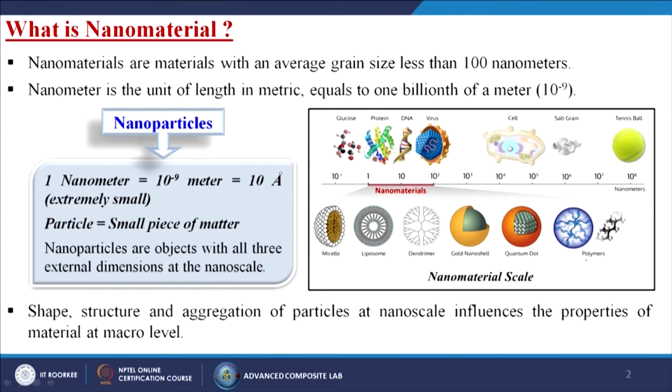This is generally the nanomaterial scale, but when you talk about 10 to the power 8 nanometers, it is generally the size of a tennis ball. So, within this range, more or less 1 to 100 nanometers, our whole range of nanomaterials lies. So, why nanomaterials? Because nowadays every researcher, every scientist, everybody is talking about nanomaterials.